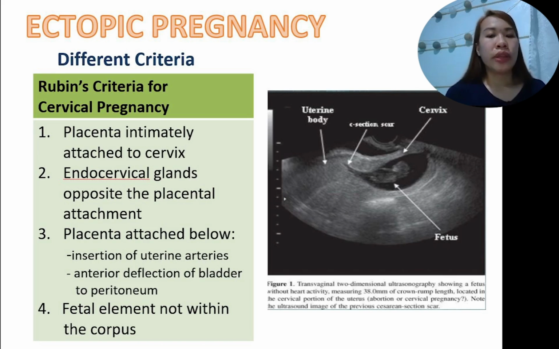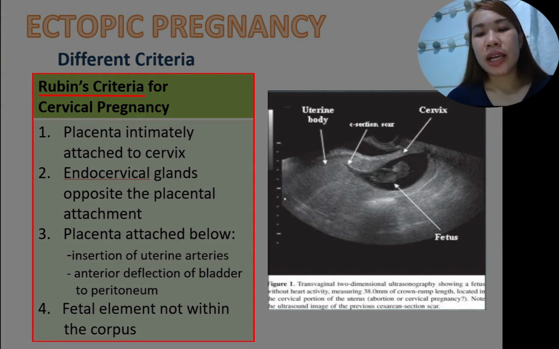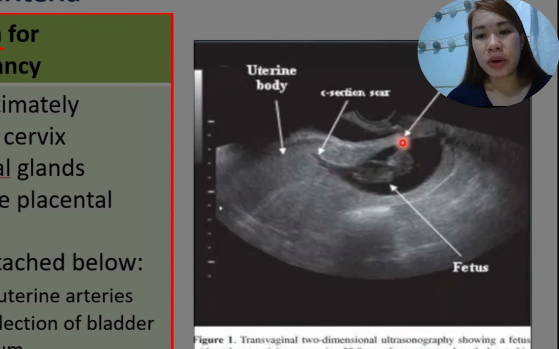Okay. So now, for the last portion of our lecture, we are going to discuss different criteria of ectopic pregnancy in different areas. So for cervical pregnancy, we have what we call your Rubin's criteria. So here is an ultrasound showing us a cervical pregnancy. So this is the portion of the cervix with a C-section scar. This is the uterine body and this is the fetus. So we have here an implantation on the portion of the cervix.